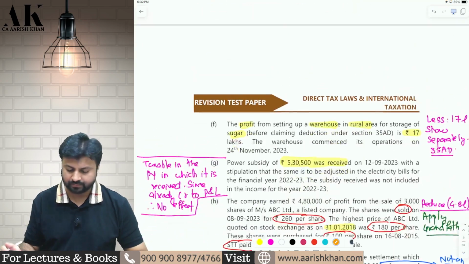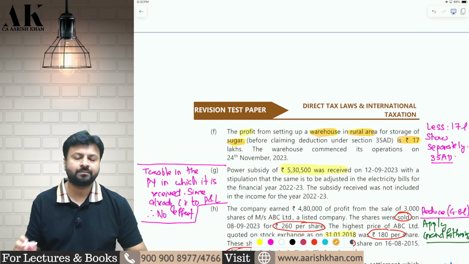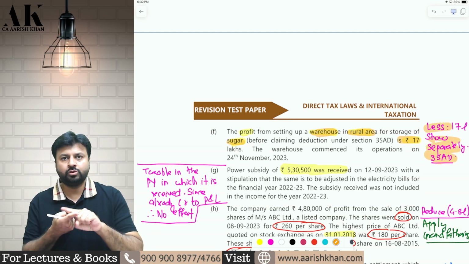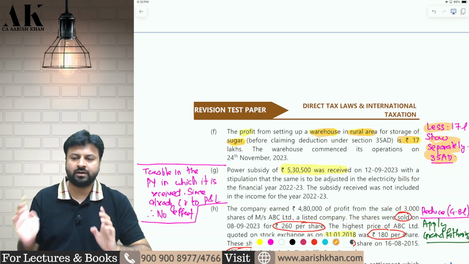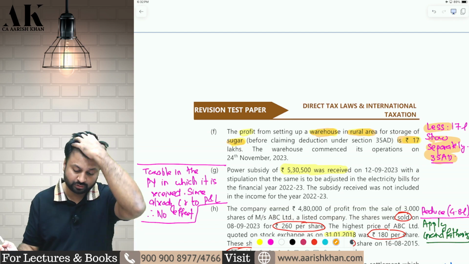Okay, next. You have some warehouse in rural area for storage of sugar. From that, you are earning a profit of 17 lakh rupees and you have credited that to P&L. So do one thing, reduce from here and show separately under 35AD. Don't mix your 35AD business with this particular business. Okay, pharma business is separate, 35AD business is separate. Don't mix both of them.